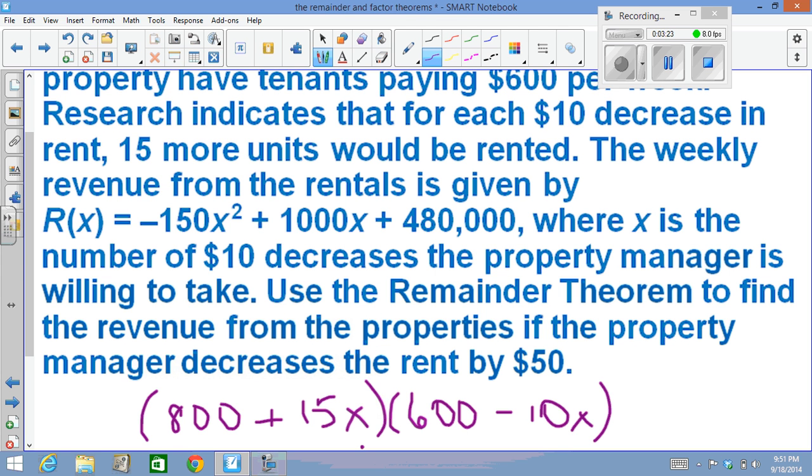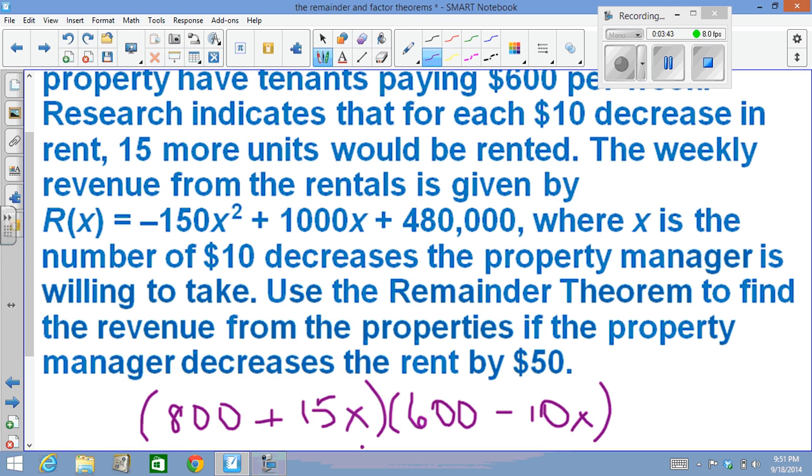So if I were to apply this, it asks for the remainder theorem. The remainder theorem says that we are going to drop the money down by $50. If we drop it by $50, that means it's 5 decreases of $10 each. So that means I would put a 5 in place of X and find out what I'm going to get.